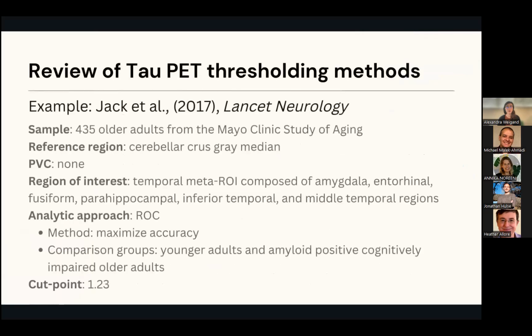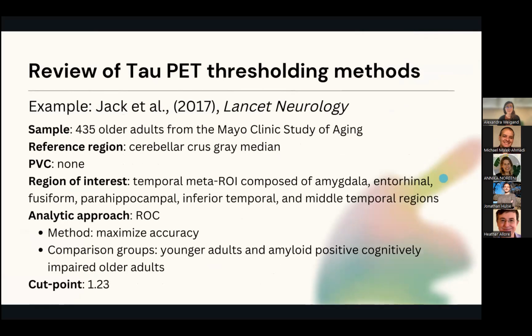I'm just going to go into a couple examples here from the studies I reviewed. So this is from a paper by Jack et al. in Lancet Neurology in 2017. Their sample consisted of 435 older adults from the Mayo Clinic Study of Aging. Their reference region was a cerebellar region, specifically the crus gray median. They did not use partial volume correction.